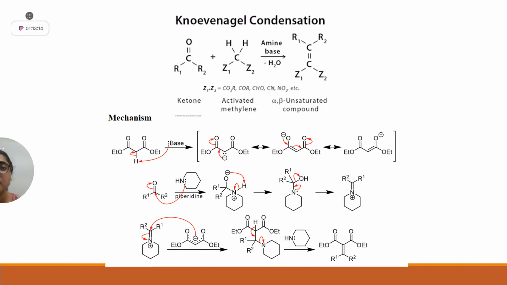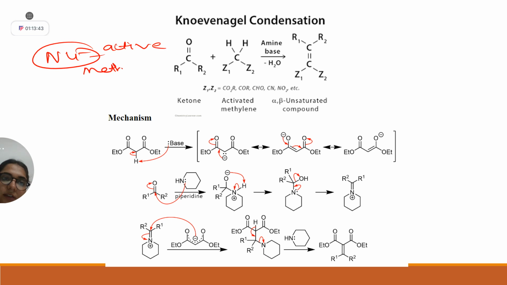After that, we are going to cover the Knoevenagel condensation reaction. Students, in this reaction, your electron deficient center can be anything. It can be ketone, aldehyde, ester, but your nucleophile will always be active methylene. Your nucleophile should be active methylene. Then you will say that is your Knoevenagel condensation reaction.